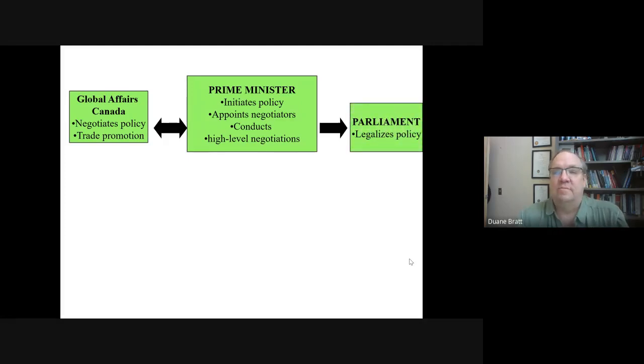Parliament legalizes policy. All major agreements have to be ratified in Parliament. This is usually straightforward in a majority government situation, although there was a major exception involving the Canada-US Free Trade Agreement in the 1980s, but it can become more complicated in a minority government situation.